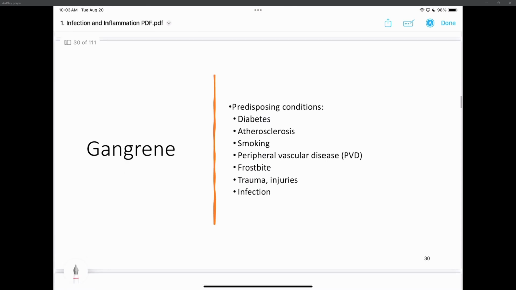So what predisposes you to gangrene? Diabetes is the big one. Atherosclerosis, smoking, peripheral vascular disease, frostbite. Frostbite, when you see the people with the black noses and all that stuff, that is a dry gangrene. That tissue died off due to lack of blood supply, because all your blood was going where? To your core, to keep your vital organs warm. Remember, the body doesn't care about your toes, your fingers, or your nose when you're freezing. It cares about the core.